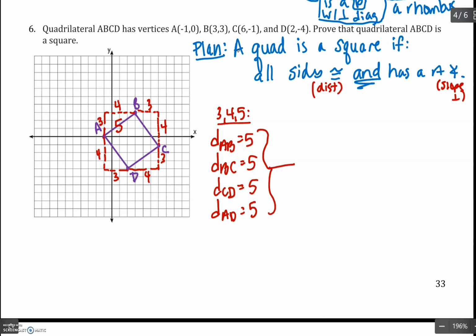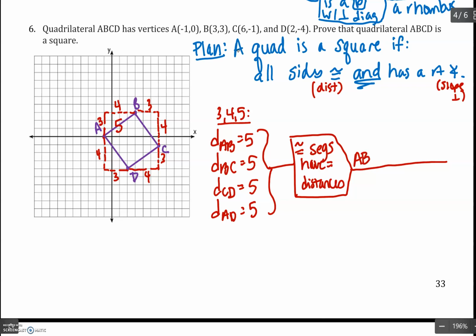So now, because of the equal distances, congruent segments have equal distances, I know all four of these sides are congruent. BC, AB, CD, and AD. All right. Now I also need to show that it has a right angle. So I'm going to pick two of the sides. I'll pick AB and BC that are next to each other and show, I'm going to do slope because I have to show the right angle, which is perpendicular.